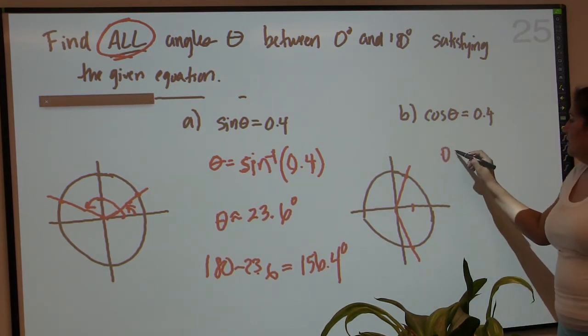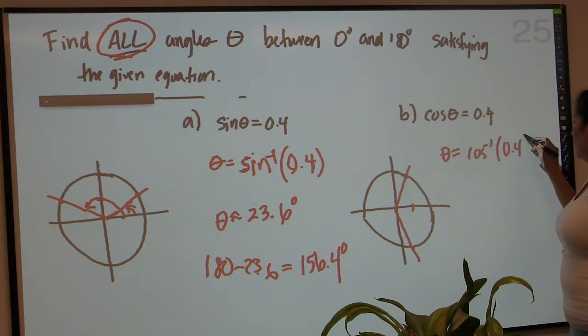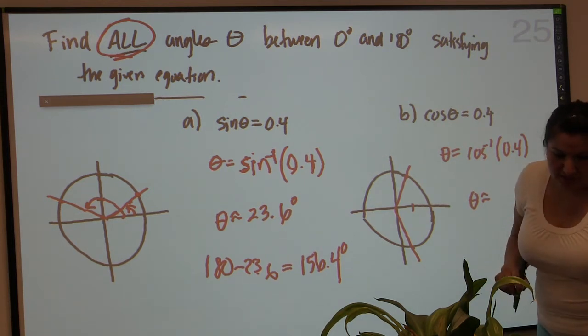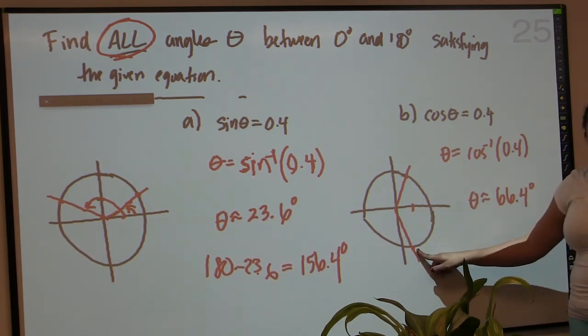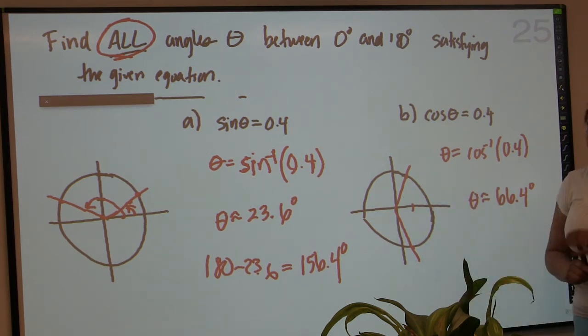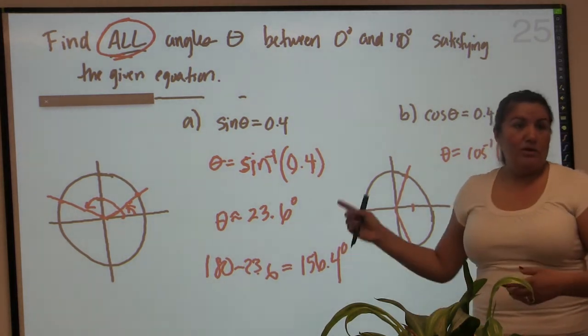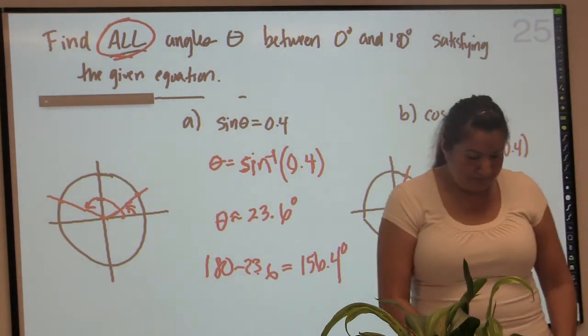So theta will equal cosine inverse of 0.4, which is what? I did this yesterday, and it looks like it was 66.4. But there is no second solution because the second solution is not in the 0 to 180 window. Now if they had said 0 to 360, we could have also done this one. Alrighty, are we okay with that?